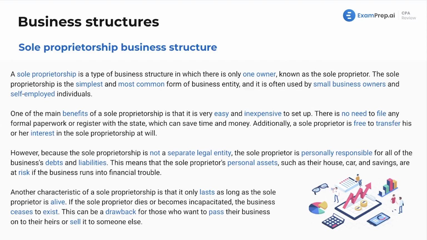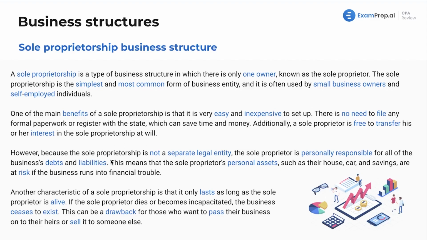Now, one of the main benefits of a sole proprietorship, it's very easy and inexpensive, as we mentioned. There's no need to file any paperwork or register with the state, which can save time and money. And you are free to transfer your interest in the sole proprietorship at will. So if I'm just running a sole proprietorship bakery, I can just say, hey, I'll sell it to someone. Here, take my sole proprietorship. Give me the money I'm selling it to you for. And that's it. There's not really any paperwork to file. I don't need to transfer legally anything, file any documents of transfer with the state. It's just boom, nice and easy.